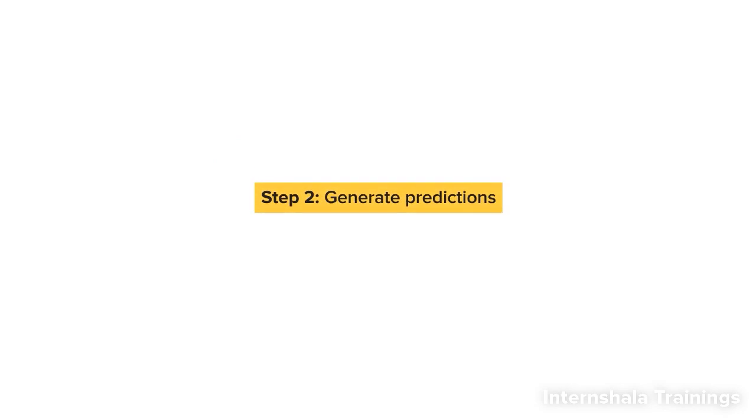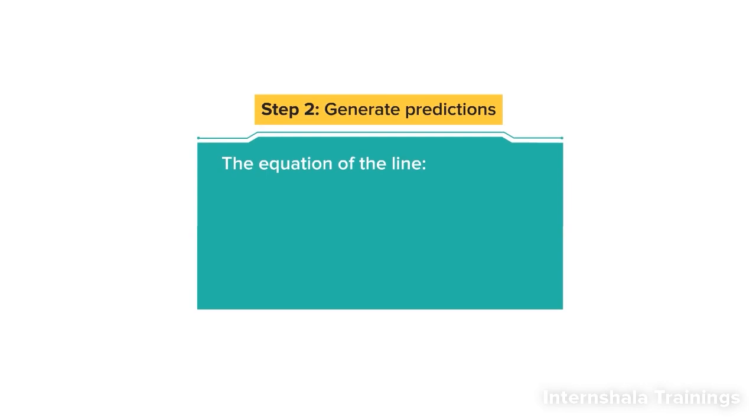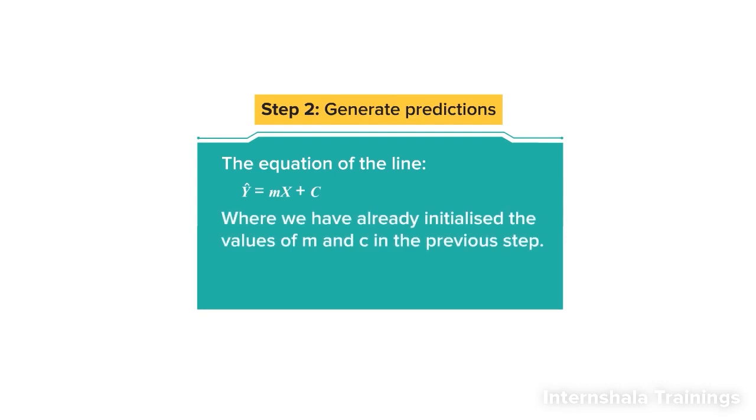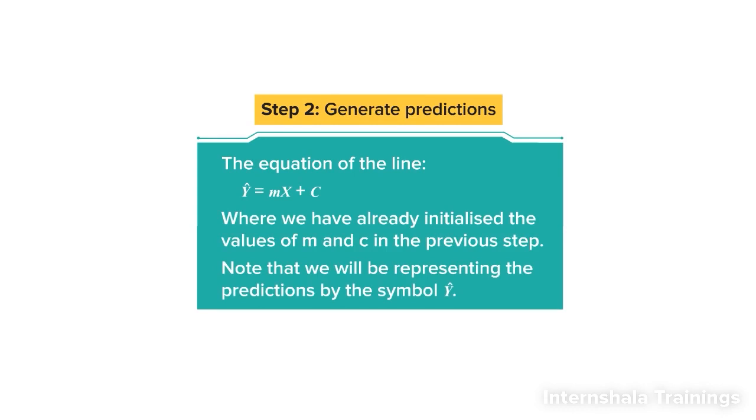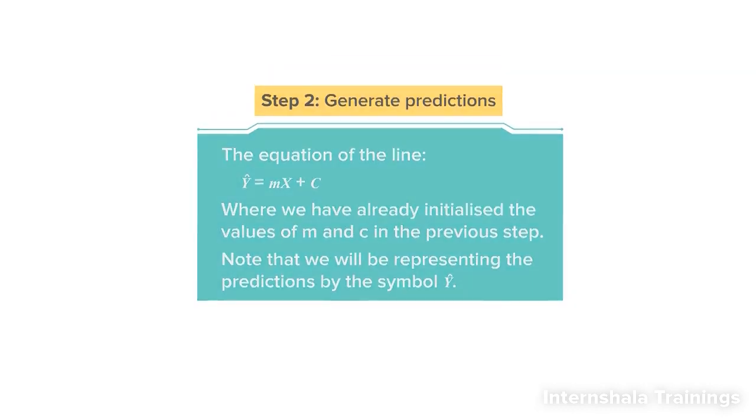Step 2 would be to generate predictions using the initialized values. For that, we simply use the equation of the line y hat equal to mx plus c, where we have already initialized the values of m and c in the previous step. Note that we will be representing the predictions by the symbol y hat.